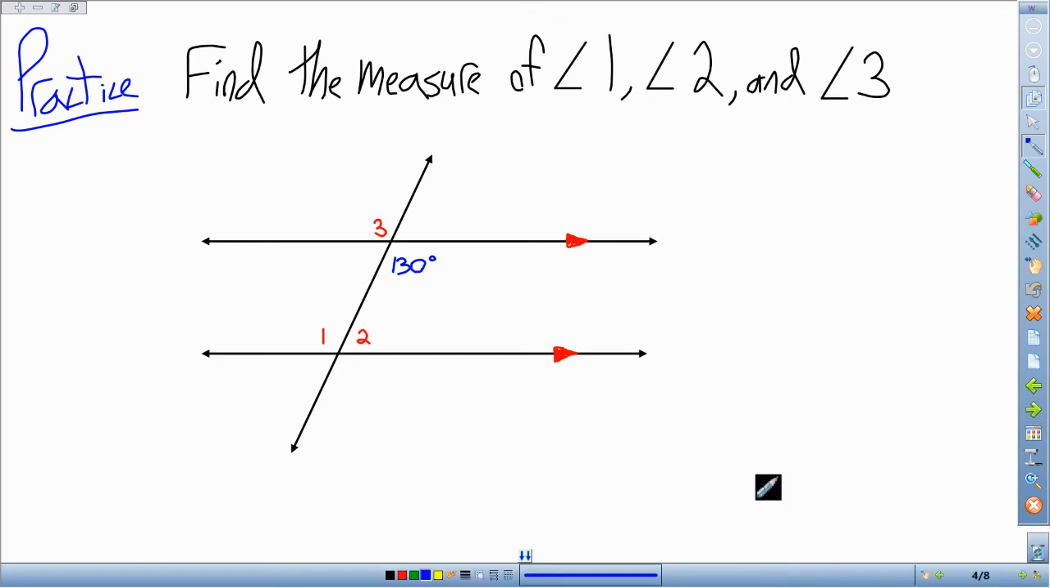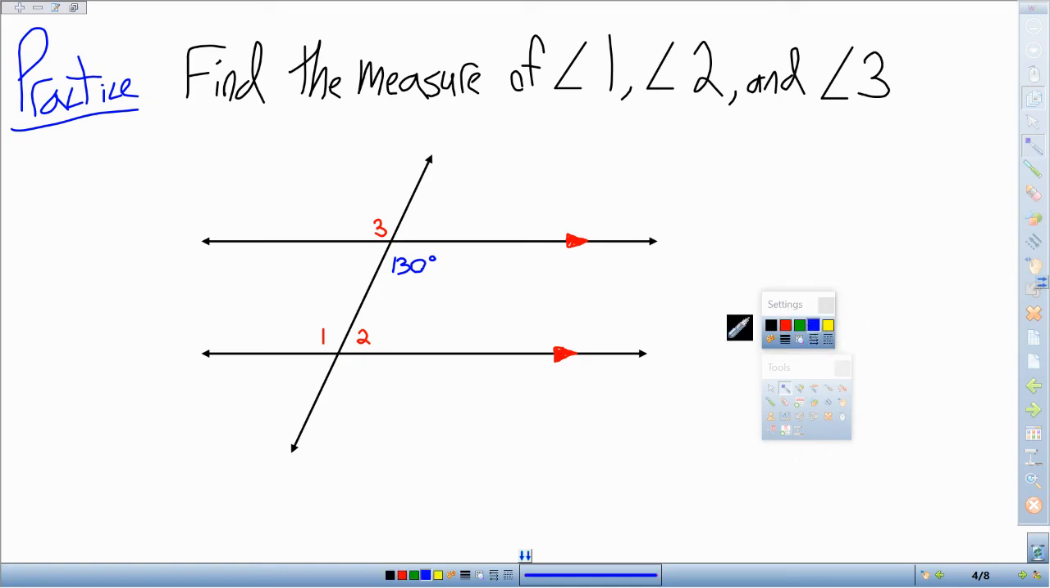Okay, so I'm going to have you guys try a problem a lot like this. Go ahead and find the measures of angles 1, 2, and 3. Copy these in your notes and try it out. Okay, so there's a few angles that we could find first. Really, we could find any of these 3 angles first. And I encourage you to just do whatever comes easiest to you.